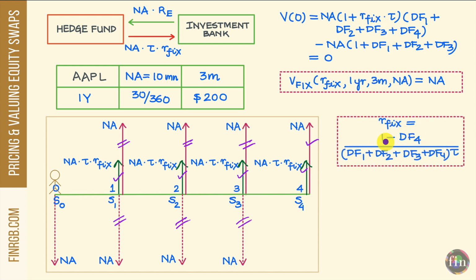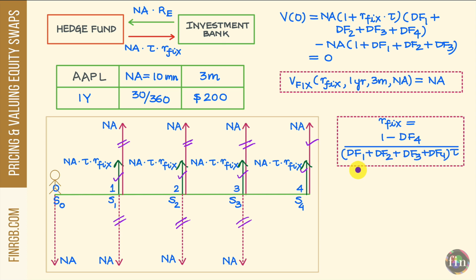R fix is equal to 1 minus the final discount factor, the whole thing divided by the sum of the discount factors for all these periods, these 4 periods, 3 months, 6 months, 9 months, and 12 months, and also divided by the accrual period expressed in years. This is the formula which you can remember.